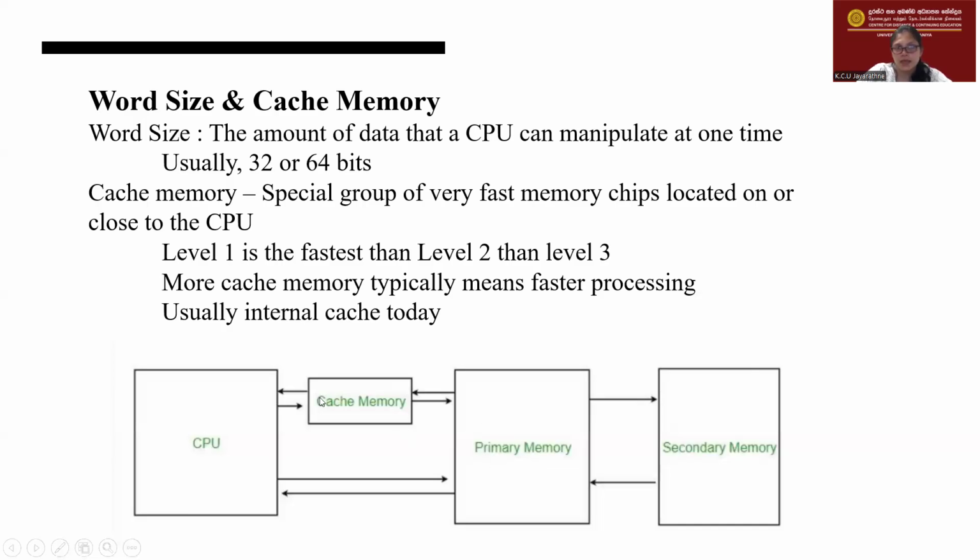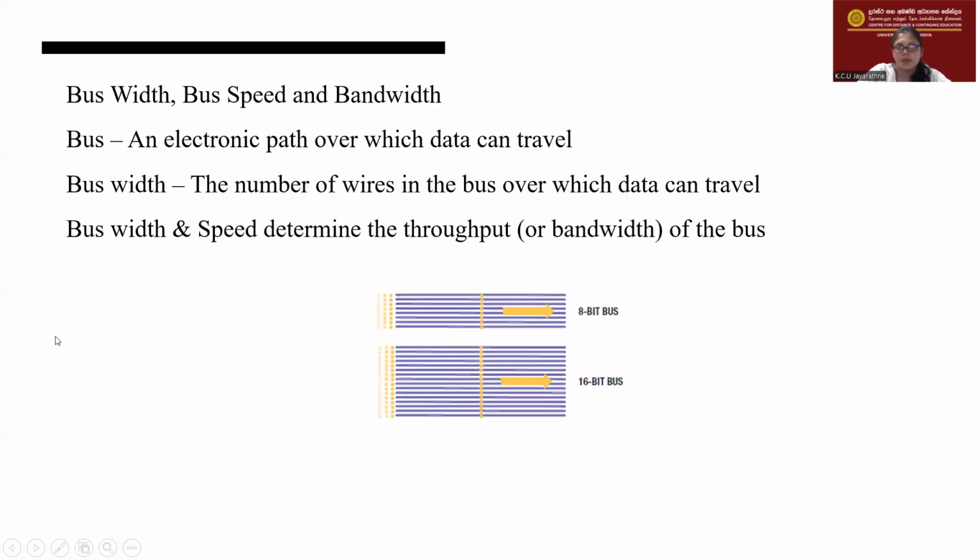You can see the cache memory is, as I earlier mentioned, near or close to the CPU. So it's a special, very fast memory chip set, used for fast processing. Then we move on to the bus width or bus speed and bandwidth.